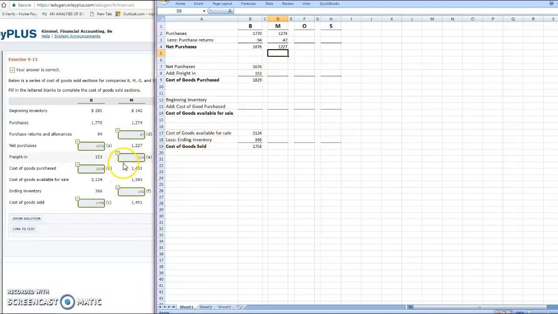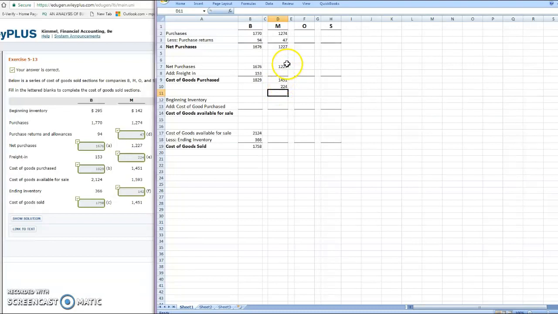Okay, the next thing it asks for is the freight in for company M. We are going to do the same thing right here. We'll take our net purchase of 1,227, and then we have our cost of goods purchased, which is 1,451. So for this one, instead of taking our net purchases and subtracting our cost of good purchases, we are going to take our cost of good purchases and we are going to subtract our net purchases, which will give us 224.